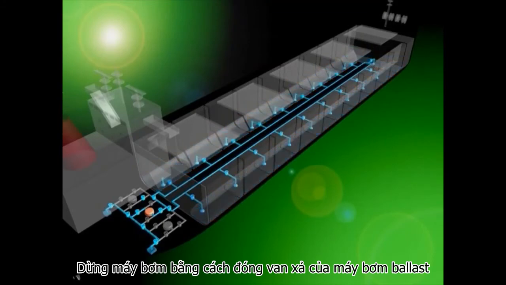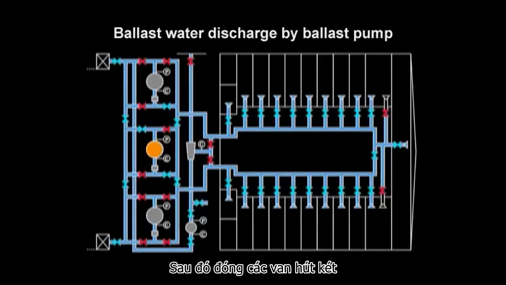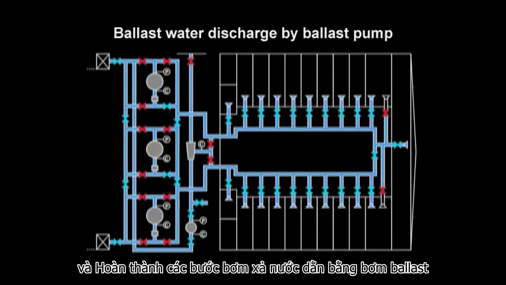When ballast water discharge for all pumps has been completed, stop the pumps by closing the ballast pump discharge valves. Then close the tank suction valves, completing the steps for discharge by ballast pump.